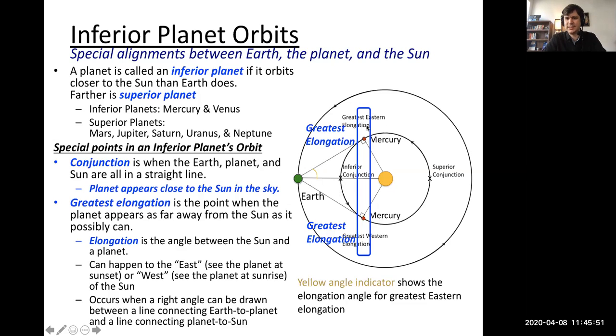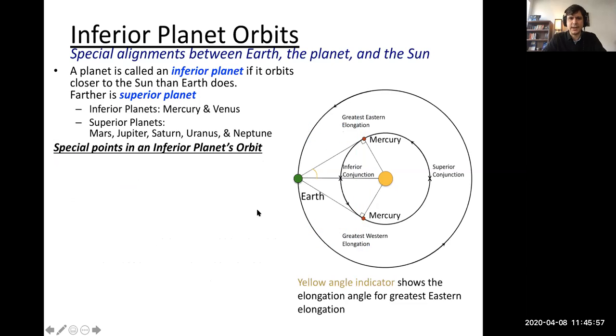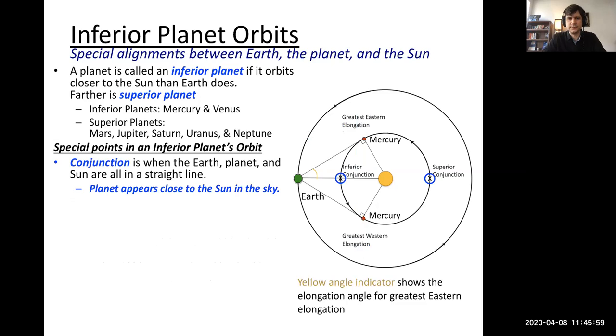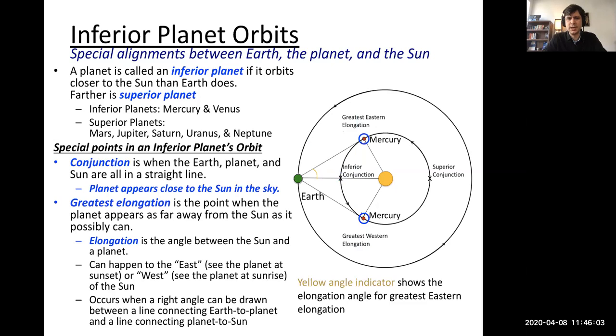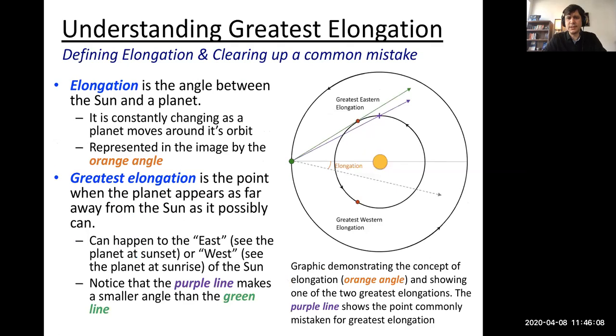So this is eastern elongation, and opposite of east is west. So I want to actually dive into that and take a closer look. This is just a nice review. So you can go through the slides to highlight conjunction and the two greatest elongation points. But let's actually look and clear up some misunderstandings and really dive into this elongation.